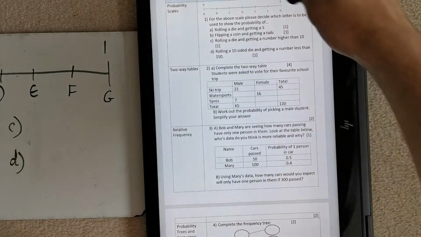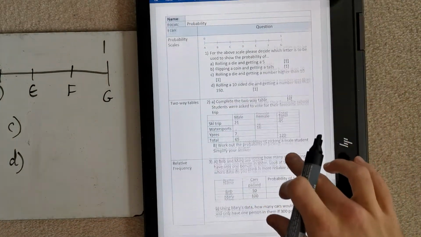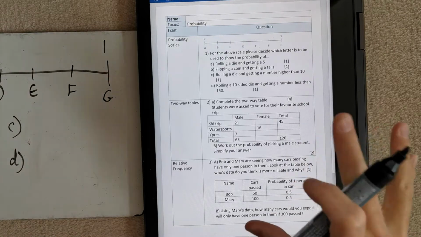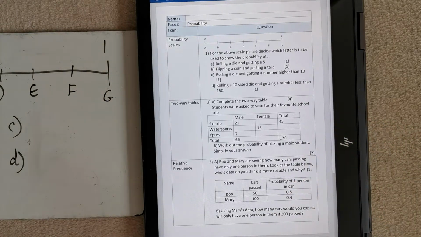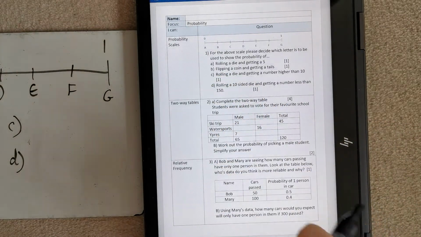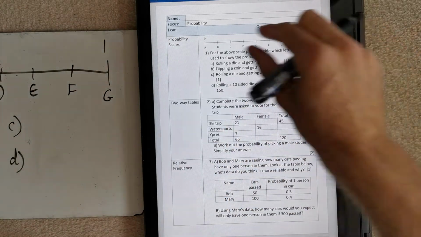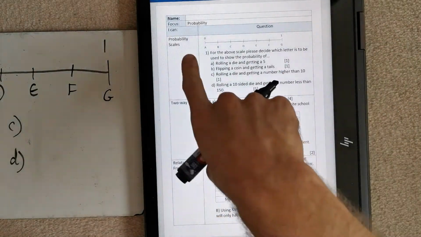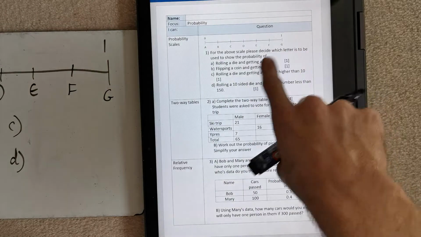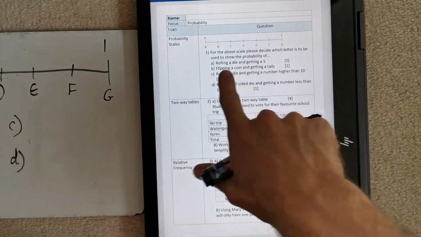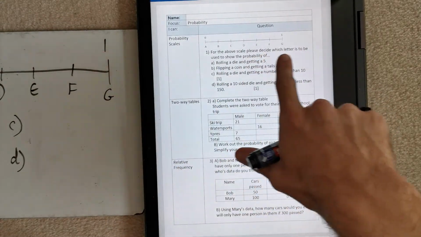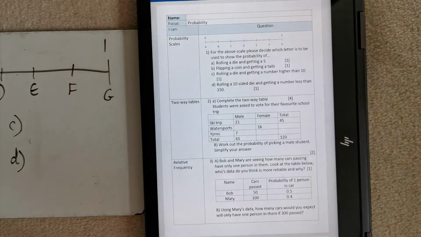Right, so I'm going to go through how to do all of this stuff on this probability assessment for this video. Okay, so first of all, we've got a question on the probability scale. This is a numerical scale because it's going from 0 up to 1. It's asking us, for the above scale, to decide which letter is used to show the probability of these things.